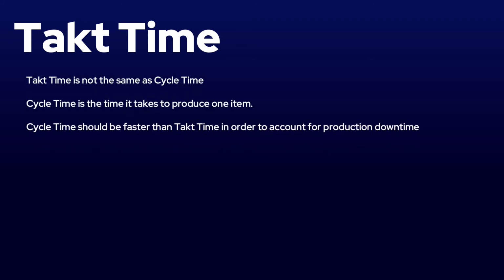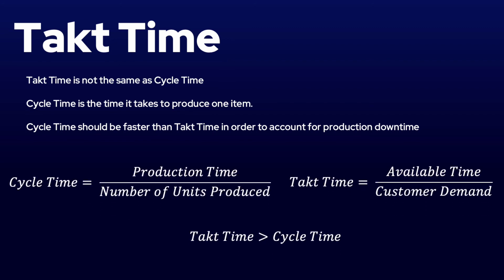Just a side note here, cycle time and takt are not the same thing. Takt is the theoretical drumbeat of production, providing the average time between each customer order. Cycle time is the time it actually takes to produce one item. In other words, it's equal to production time divided by the total number of units produced. In reality, there will always be some unavoidable downtime, and you want to ensure your actual rate of production takes this into account. For that reason, your cycle time should always be quicker than your takt time.